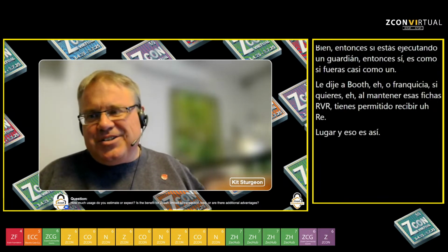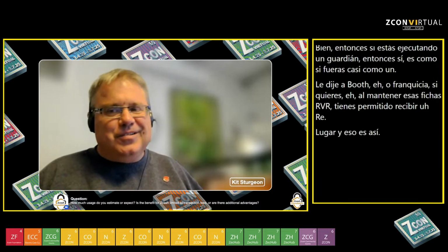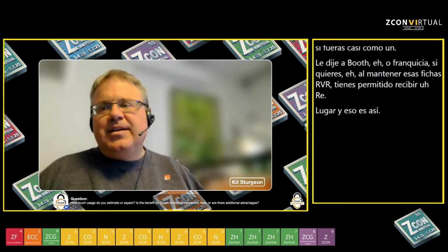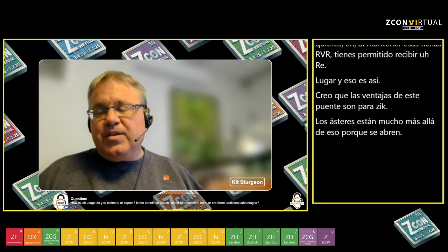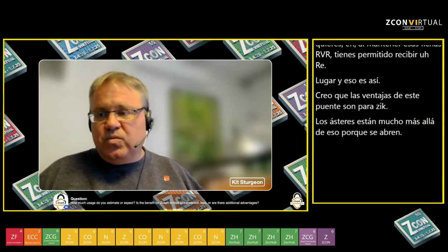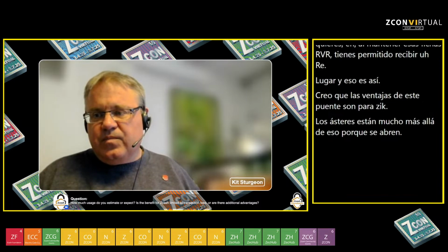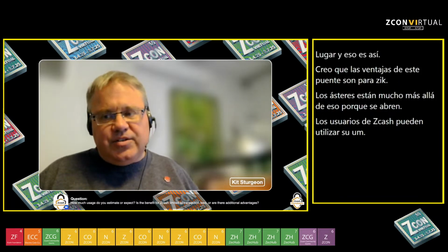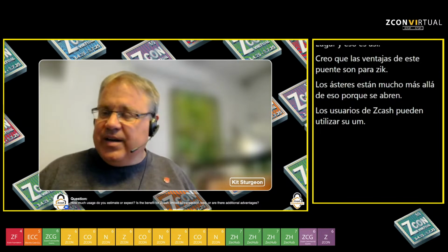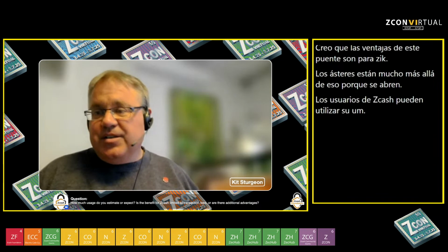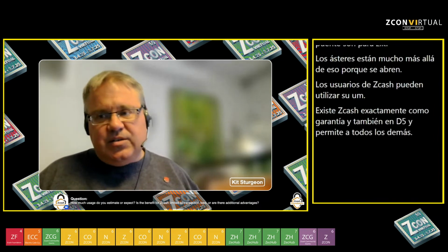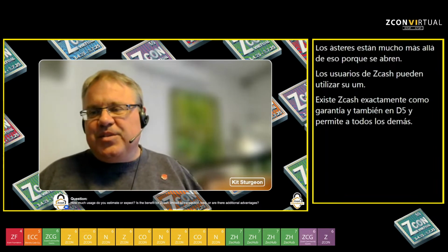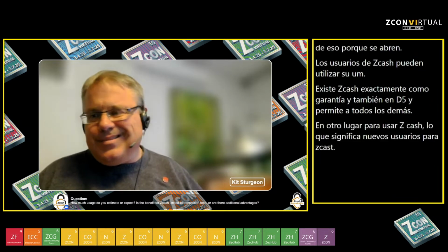I think the advantages of this bridge for Zcashers are far beyond that, because it opens up Zcash holders to use their ZEC as collateral, and also in DeFi, and it allows everyone else elsewhere to use Zcash, which means new users for Zcash. So yeah, I think there are some huge advantages besides just the bridge tolls.